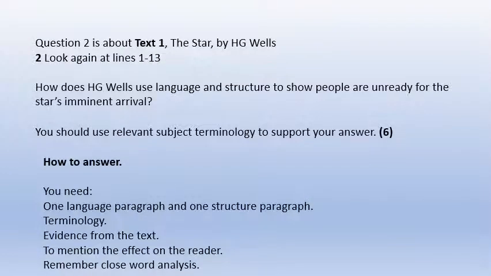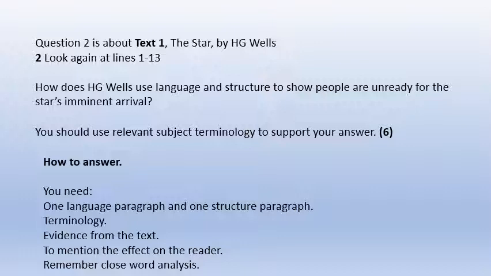We should be really good at this by now, because questions 2 and 3 are both exactly the same. It's just that question 2 is only worth 6 marks and 3 is worth 12, so you do twice as much of it for question 3. So the question is, how does H.G. Wells use language and structure to show people are unready for the star's imminent arrival? You should use relevant subject terminology to support your answer. So this is the one. You need one language paragraph and one structure paragraph.